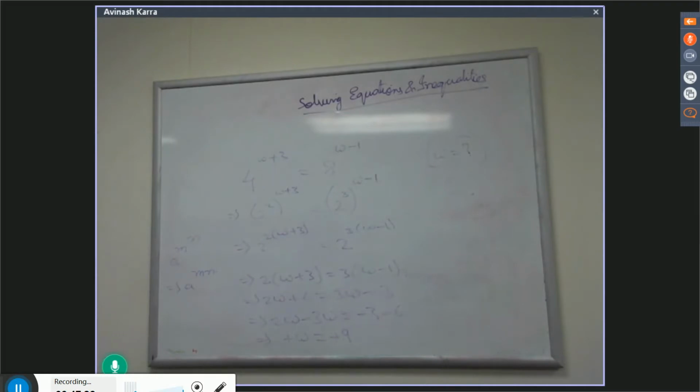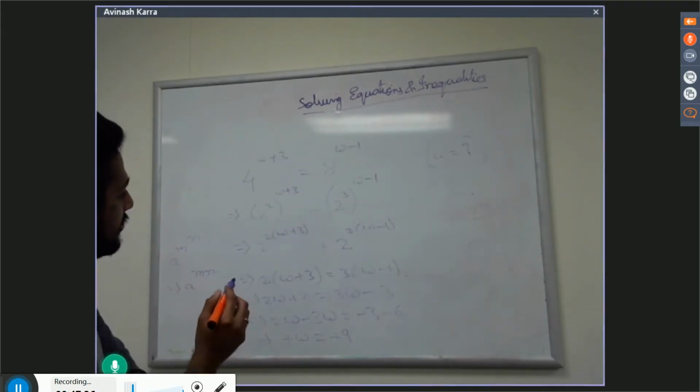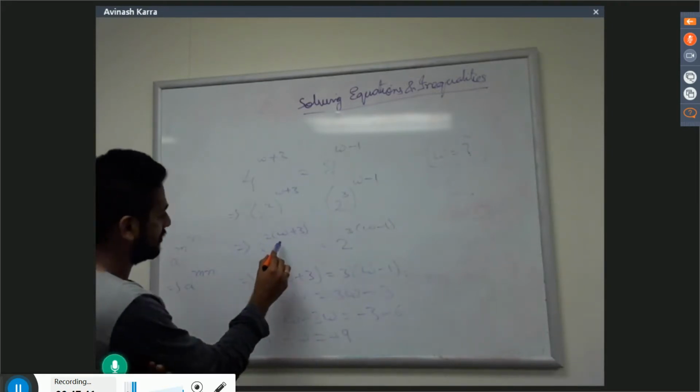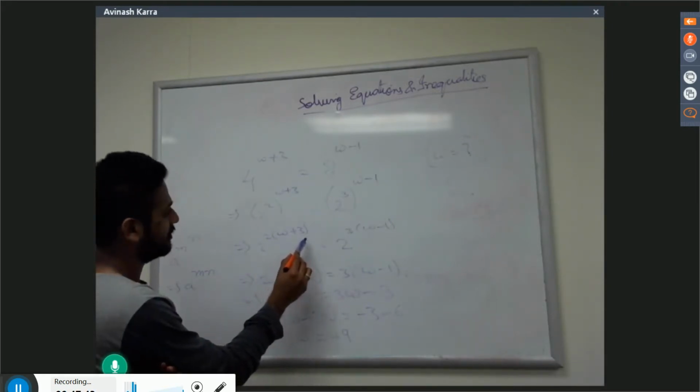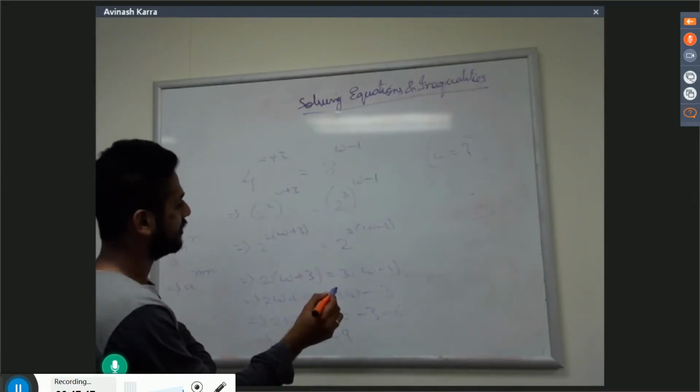Did you understand this? I have a question. Yes, please. I'm just a little confused at one spot. After you did 2 to the power of 2 times w plus 3 and 2 to the power of 3 times w minus 1, right? At the bottom part, I'm confused from there.